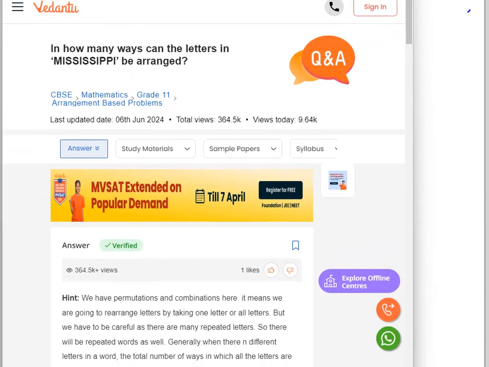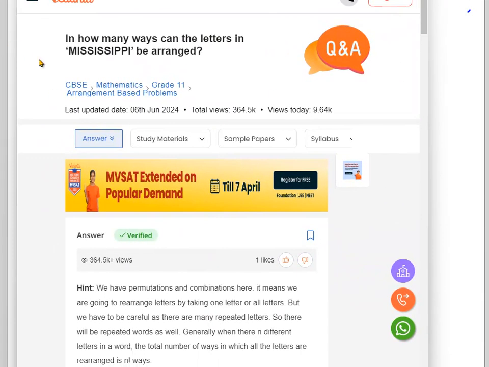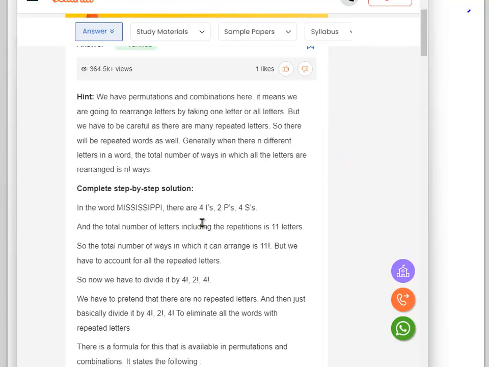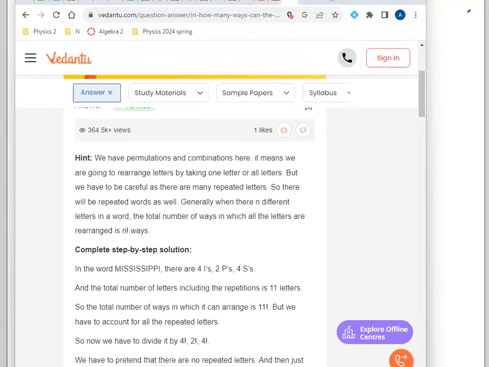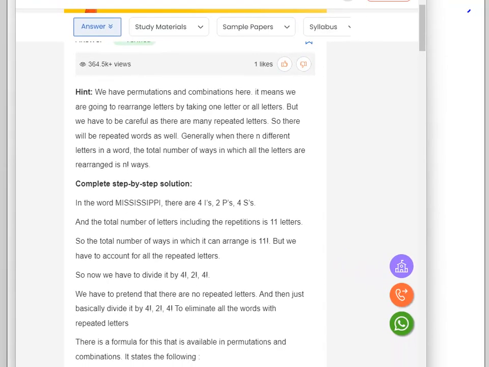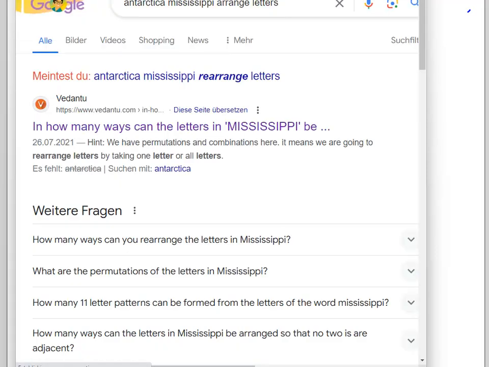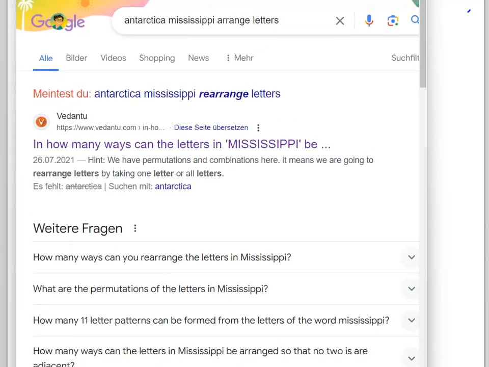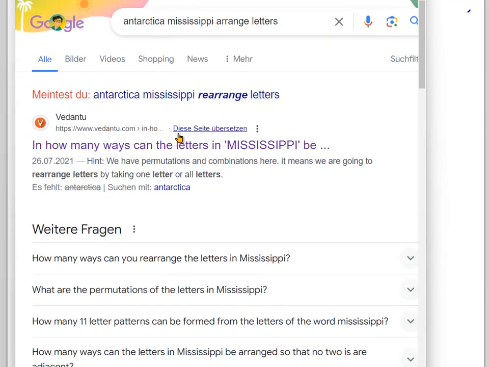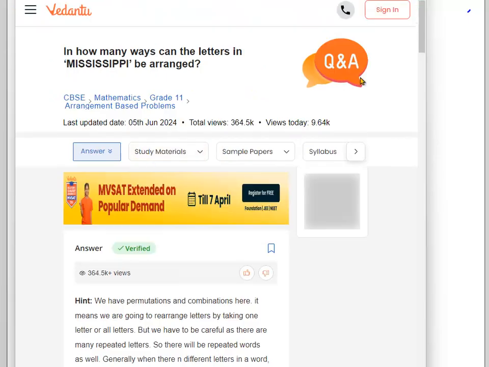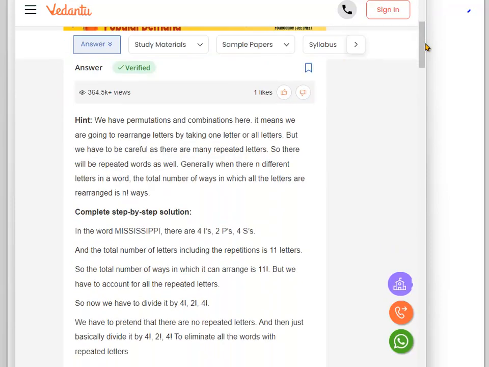All right, so as I said, I'm going to take this a little bit further, and here's something. How many ways can the letters in Mississippi be arranged? And this is from this particular website. By the way, if you want to look at the address, there it is. I think, how did I Google it? That's how I Googled it. Arrange letters, rearrange letters, and so on. Okay, and I also will have the word Antarctica there in a moment.